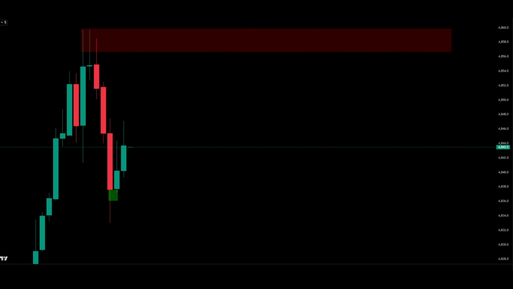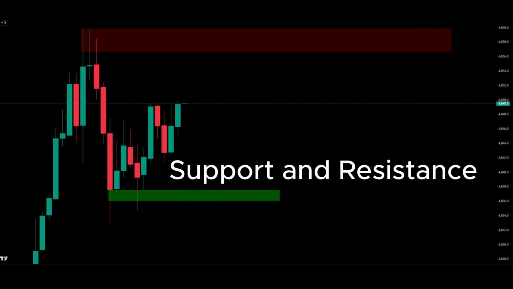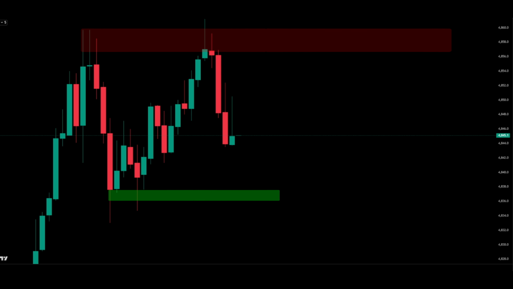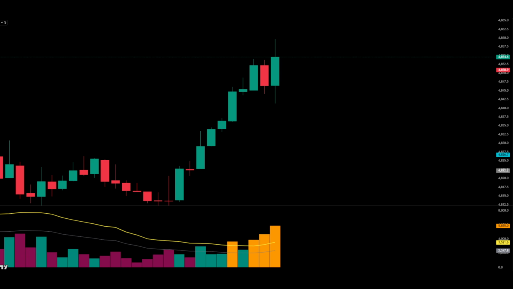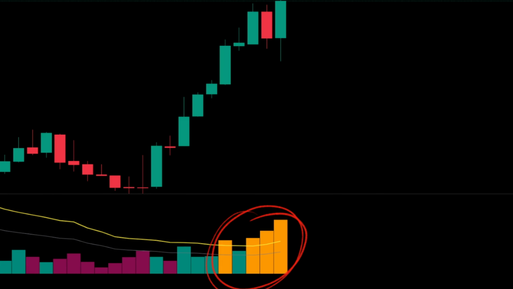In this video, we'll be covering support and resistance using volume, and how to use it to find sniper entries. Here's how to mark out resistance using volume. First, we're looking for candles with high volume. These are marked by the orange volume bars.